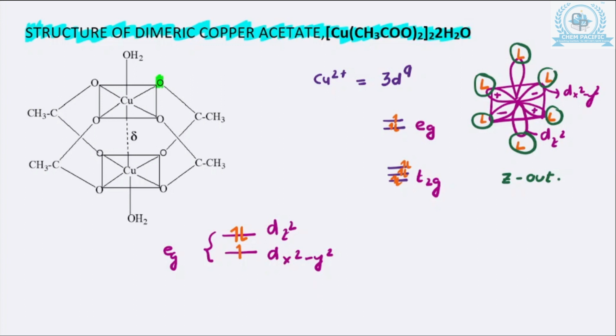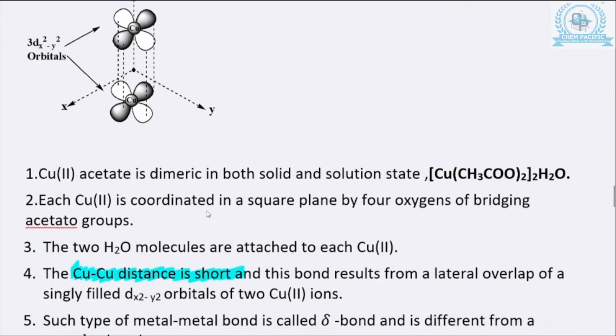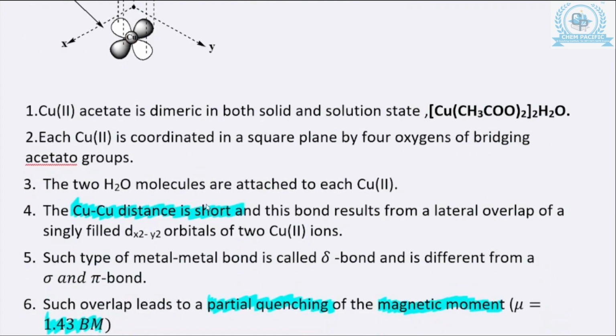ठीक है, it is getting coordinated with the 4 oxygen atoms in its equatorial positions, and in the axial position it is getting coordinated with the water molecule. So about that I have also made a note. See, copper 2 acetate is dimeric in both solid and solution state, and copper 2 is in a square plane and is coordinated with 4 oxygens of the bridging aceto groups. Clear? तो ये हमें समझ में आ गया.